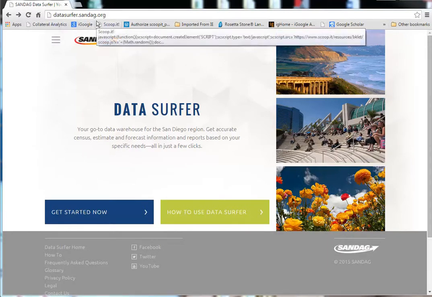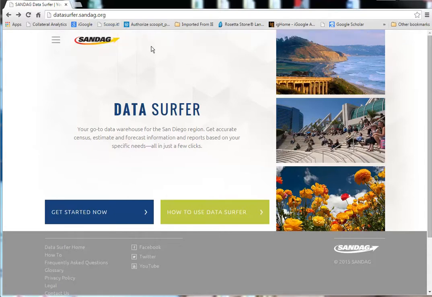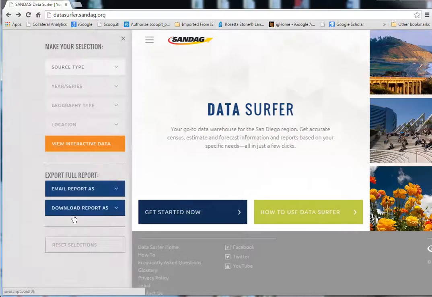datasurfer.sandag.org. SANDAG, of course, is the San Diego Association of Regional Governments, and they nicely provide this data that can be used for forecasting using historical information, or you can actually pull forecast out of the data here going out as far as 2050. I suggest you start right here at how to use the data surfer and take a look at that, but what I'm showing you now may suffice.